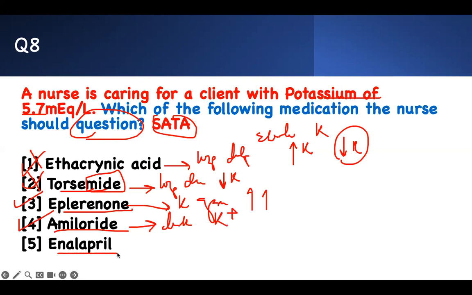And enalapril is an ACE inhibitor. One of the side effects of ACE inhibitors is that they are potassium sparing. It's going to increase your potassium. So thus we've got to intervene. So 3, 4, 5 should be intervened.